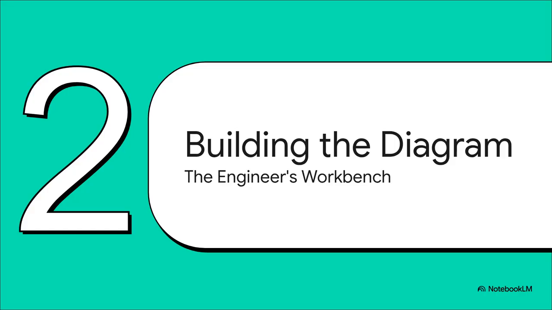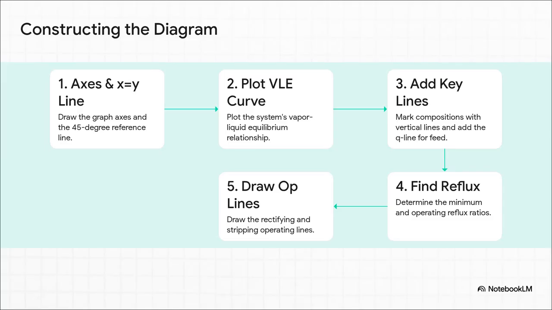All right, let's get to the main event, building the diagram itself. Think of this as our engineering workbench, where we're going to take all those principles and numbers and turn them into a visual model of our distillation column. Building this thing is a really systematic process. We're just going to follow these 5 steps. We'll draw our axes and the x equals y line, plot that VLE curve, put in our compositions and the q line, figure out our reflux ratio, and finally, draw our operating lines. By the end, we'll have a complete model of the column on one graph.